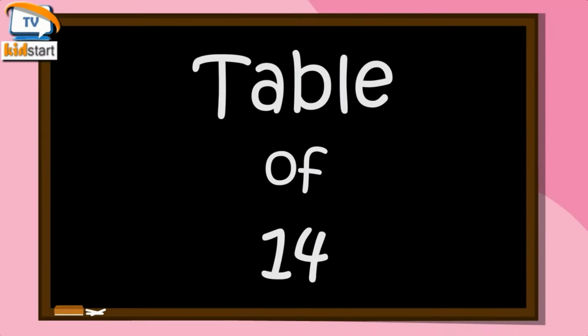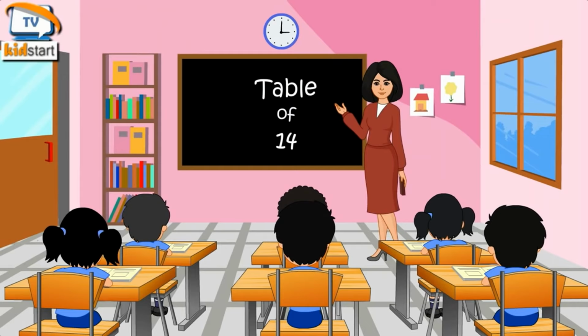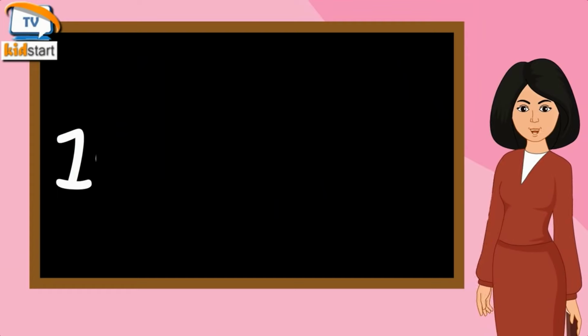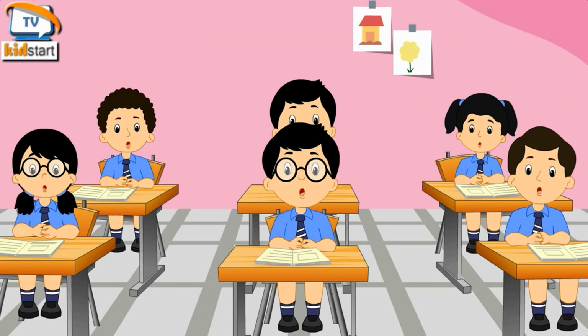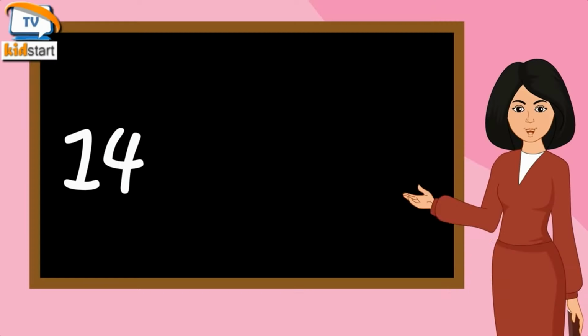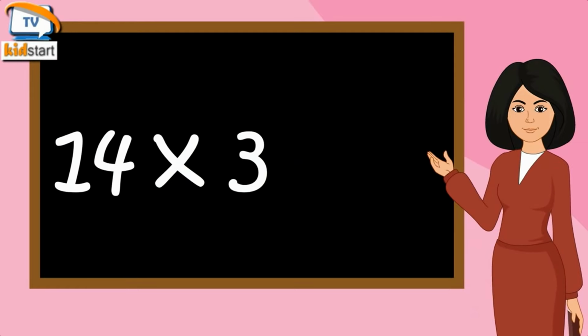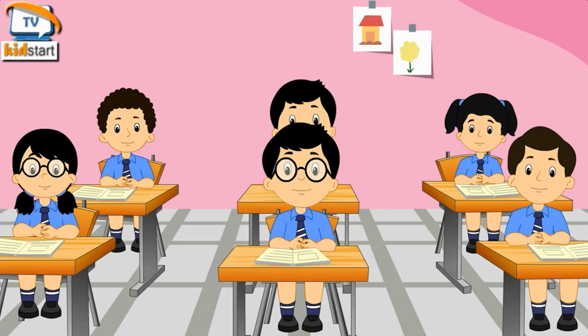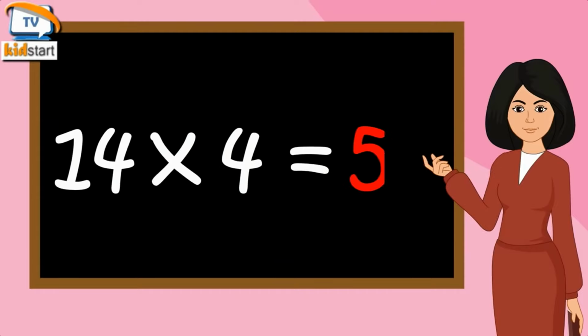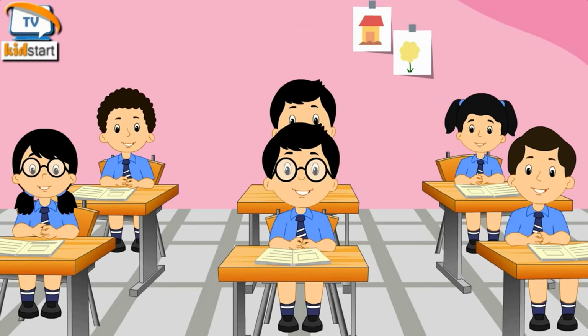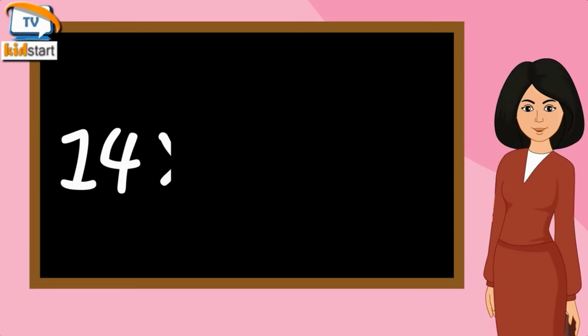Table of 14. 14 ones are 14. 14 twos are 28. 14 threes are 42. 14 fours are 56. 14 fives are 70. 14 sixes are 84.